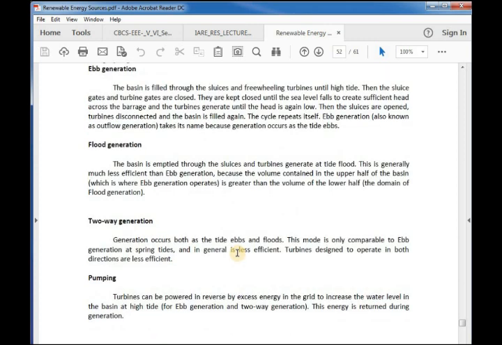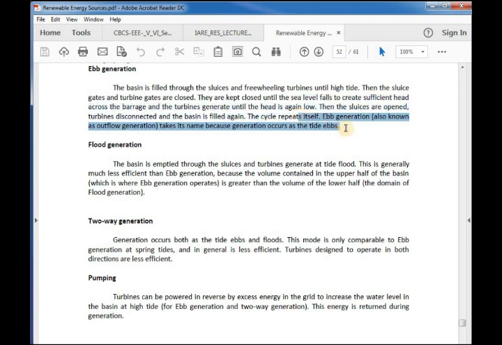Now, what are the categories of generation? We'll see. Okay, there are different categories of generation. You have ebb generation, flood generation, two-way generation, and pumping. So, ebb generation is where the freewheeling turbines are used until the high tides are coming. Okay, so whenever you create a tidal basin, the basin is filled through the sluices. So the filled basin is kept closed until the sea level falls. That is for the low tide generation.